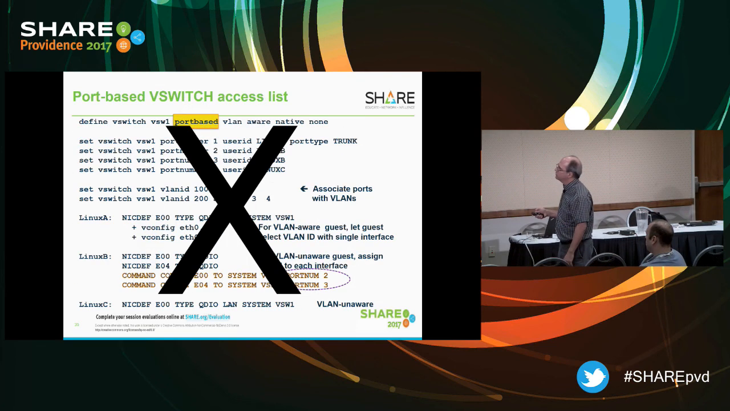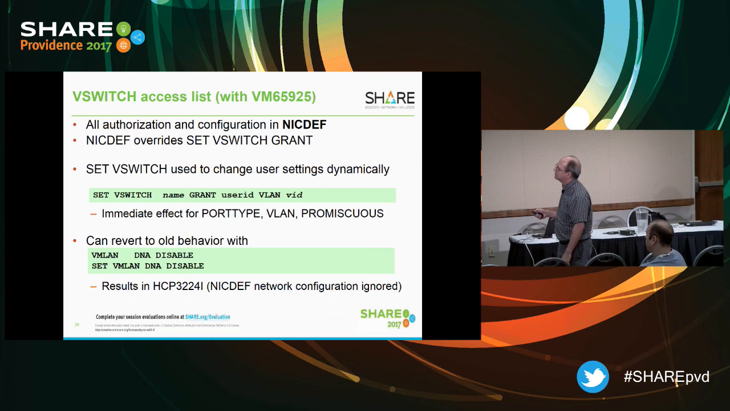Now to let a virtual machine use these, look at all this stuff. Wow. So just last week, we shipped PTFs to change how virtual switches are configured and authorized, and we simplified it. Okay, so there's an APAR number there, and now you do everything on your NICDEF command. If you use set vSwitch, you don't have to, well, first of all, you don't have to use set vSwitch grant anymore. For those who know what that is, you don't have to do that. I have a way for you to go back to the old behavior if you want to do that.